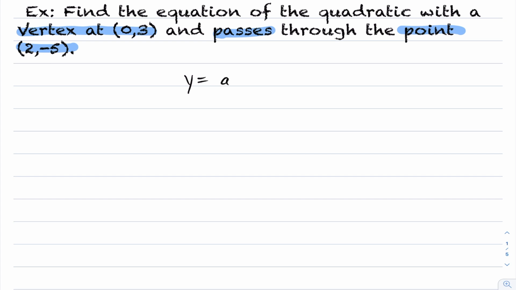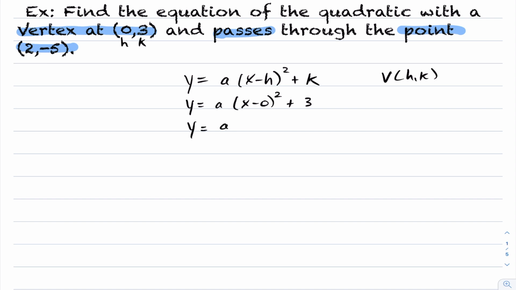Vertex form is y equals a, (x minus h) quantity squared plus k. Now they've given me my vertex, which is expressed as h and k. So what is my h value here? Well, this is my h and this is my k value. If I sub that into my vertex form, we're going to get (x minus 0) quantity squared plus 3. I can simplify that. x minus 0 is just x, so I can write this as a x squared plus 3. I can drop the brackets because we've only got the one term inside. So now our quadratic is already looking much simpler.